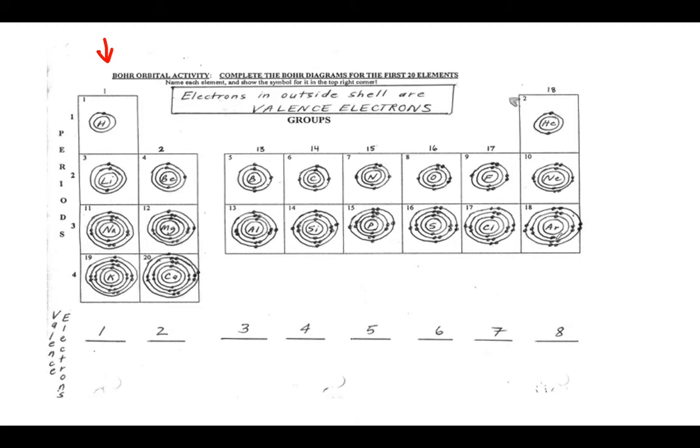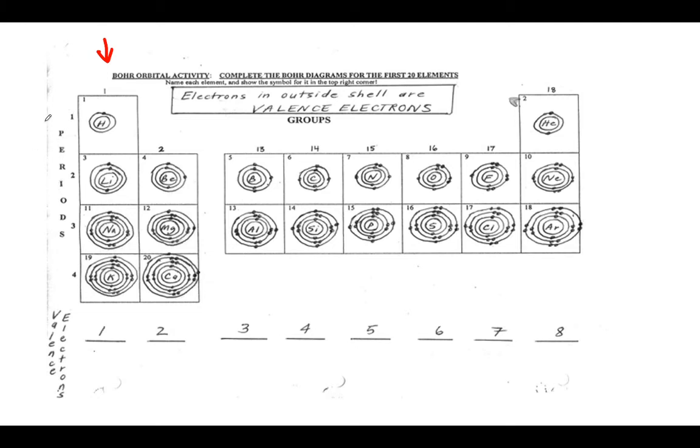But something that the noble gases have in common is that they have a full outer shell, right? The first shell that helium has can fit 2 electrons, and it's got 2 electrons. Every other element in the noble gases has 8 electrons in their outermost shell.